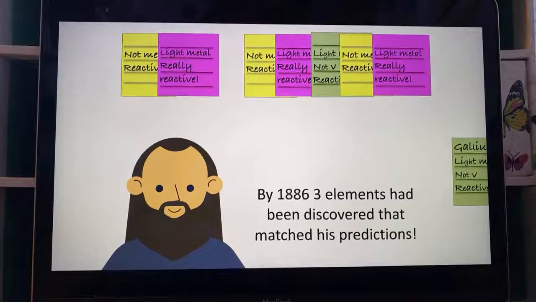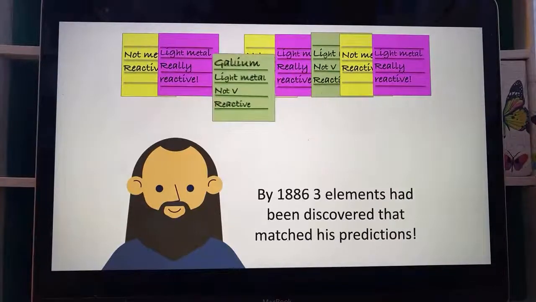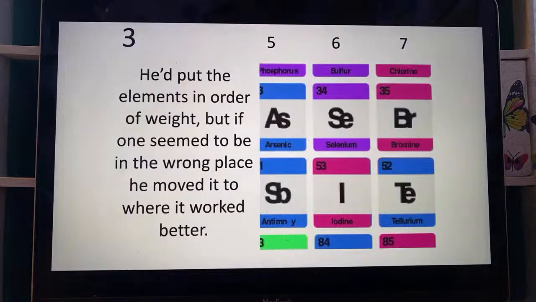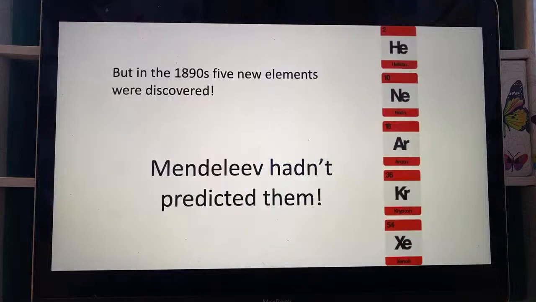By 1886, 3 elements had been discovered that matched his predictions, that fit perfectly into the gaps. He was able to say exactly what these elements were like and how they'd behave before they'd even been discovered. Just incredible. He'd not got obsessed with the weights like other scientists had. Like if one didn't seem to be working, he would just move it to where it worked better. He wouldn't worry too much about the weights.